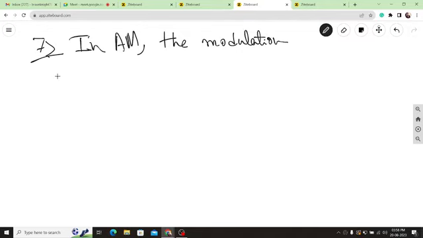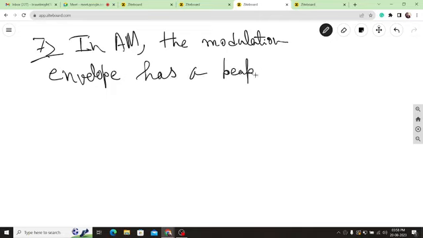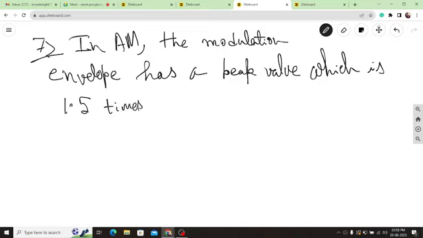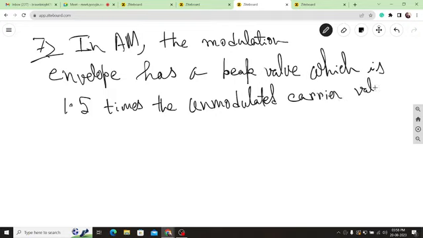The next question is, in an amplitude modulation scheme, the modulation envelope has a peak value which is 1.5 times the unmodulated carrier value. The question is, what is the modulation index?